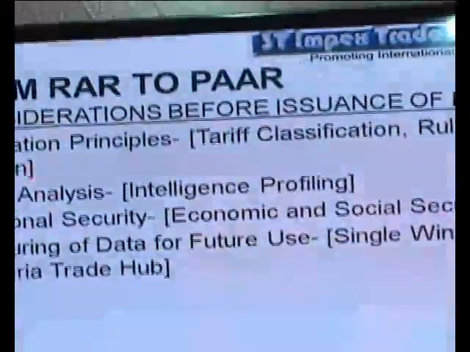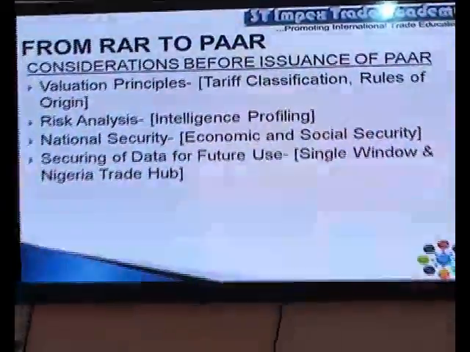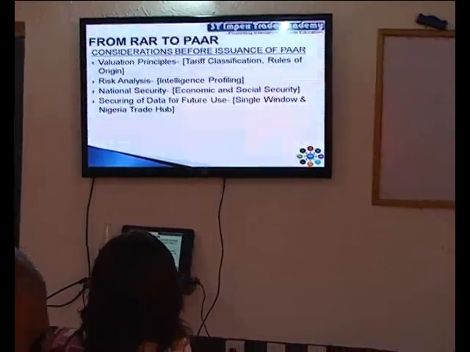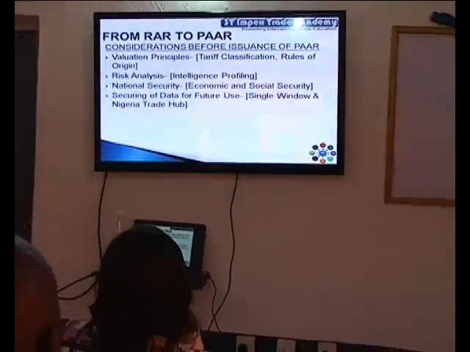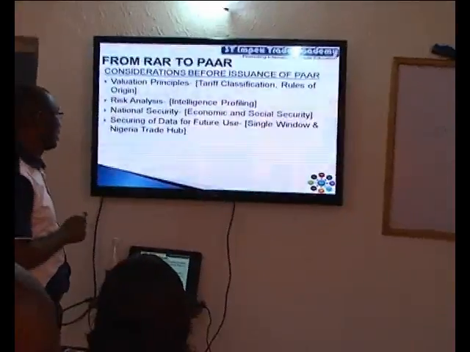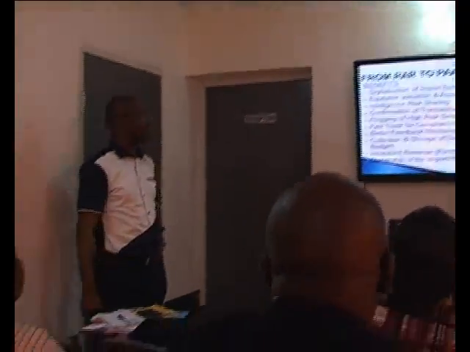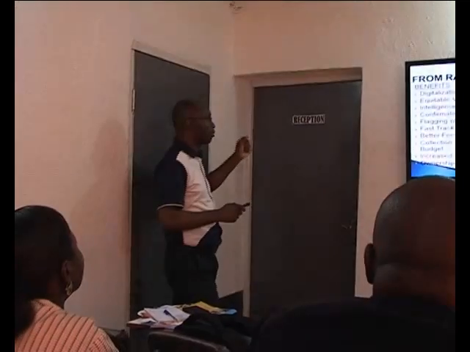Customs consider, in the evaluation principle, the rule of origin and tariff classification to determine the figure when they are doing PA. They also do risk analysis. They consider national security, and of course they are keen on the security of the data for future use. So, what are the benefits of PA? Digitalization of the import document.